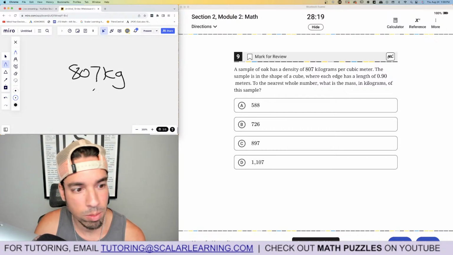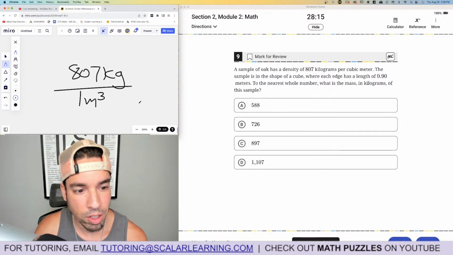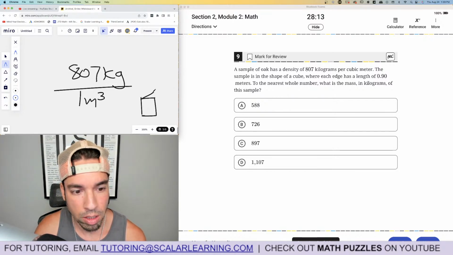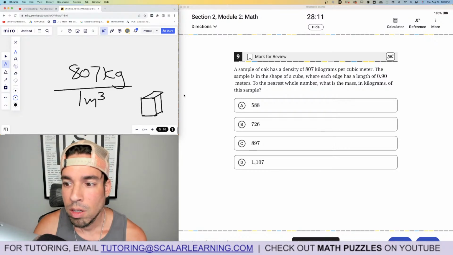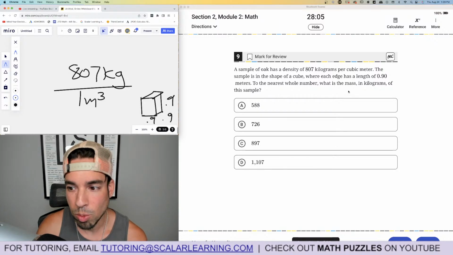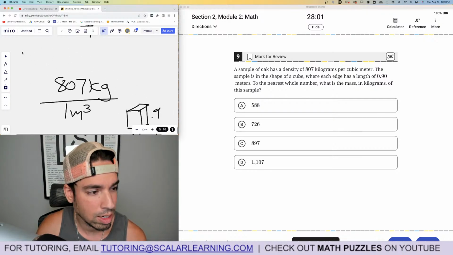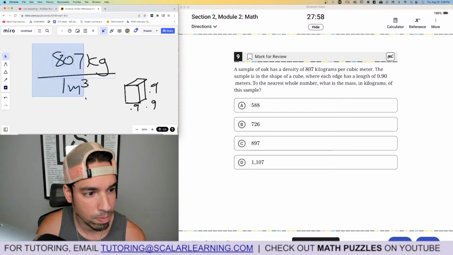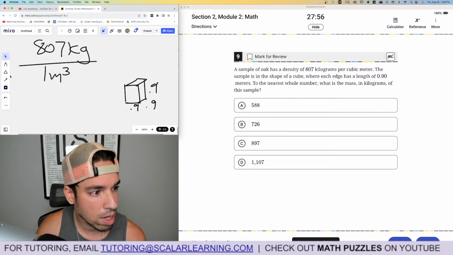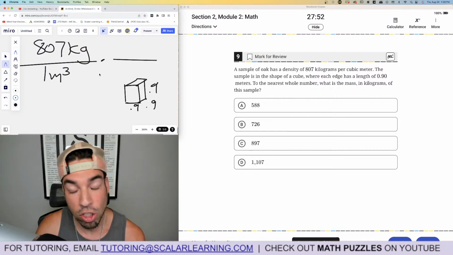The density is 807 kilograms per meter cubed. The sample is in the shape of a cube, where each edge has a length of 0.9 meters. To the nearest whole number, what is the mass? If we want mass, we can take this density and multiply it by the volume, because the meters cubed are going to cancel out, and we're going to be left with just the mass.